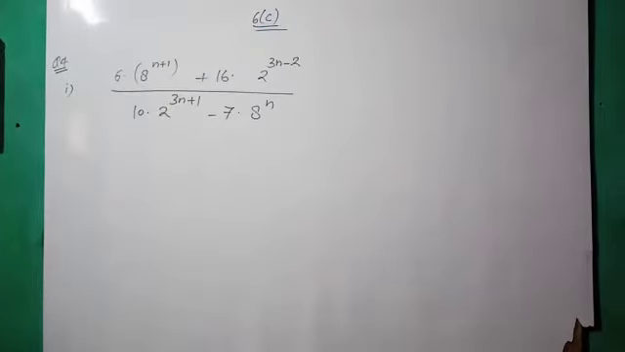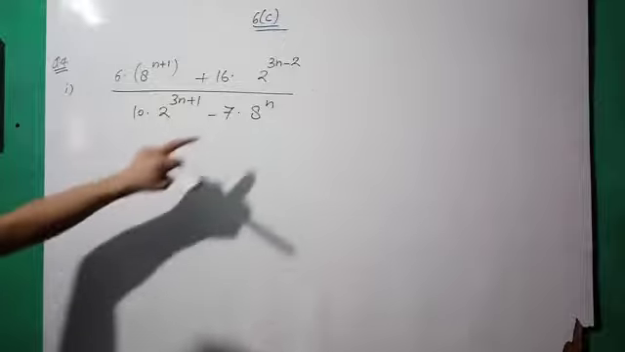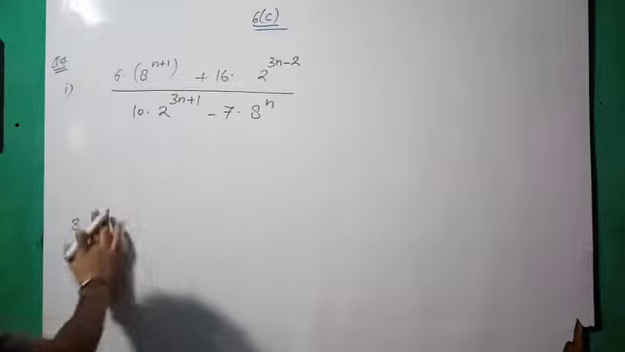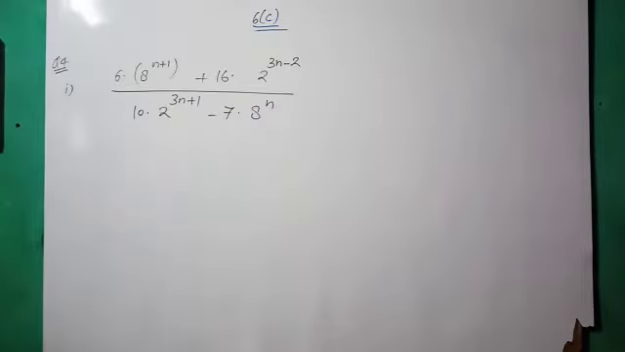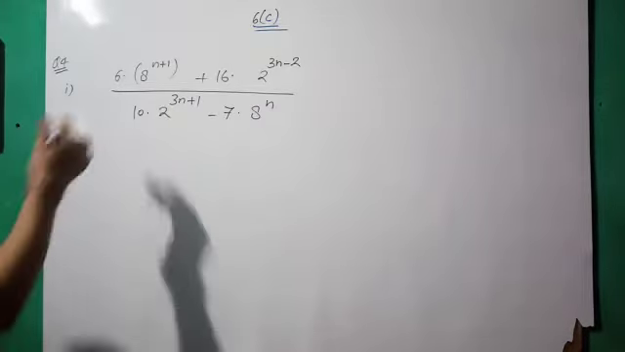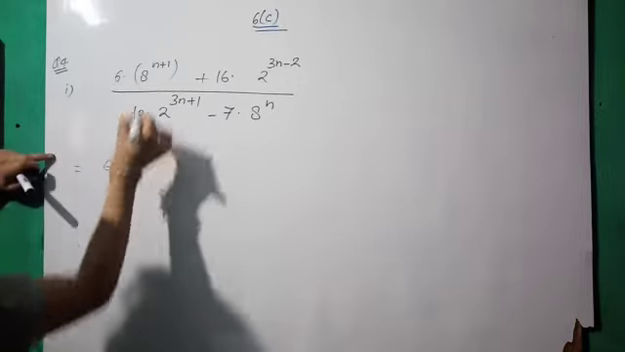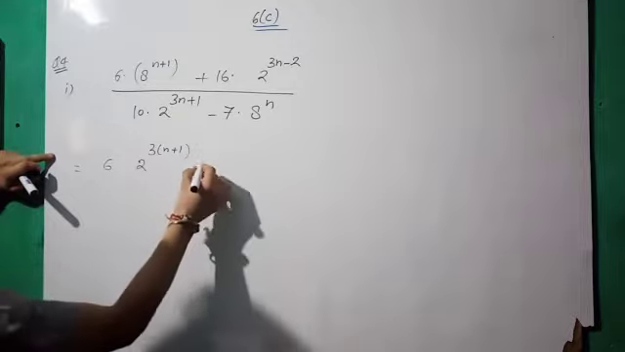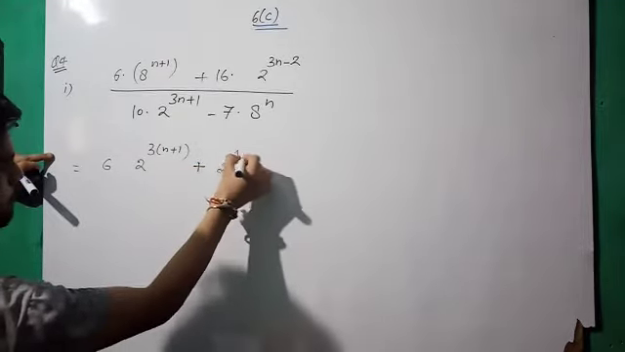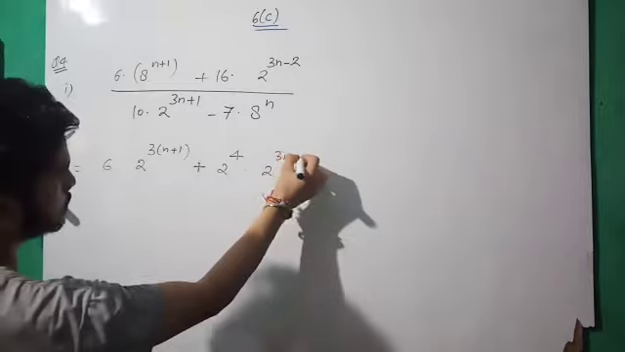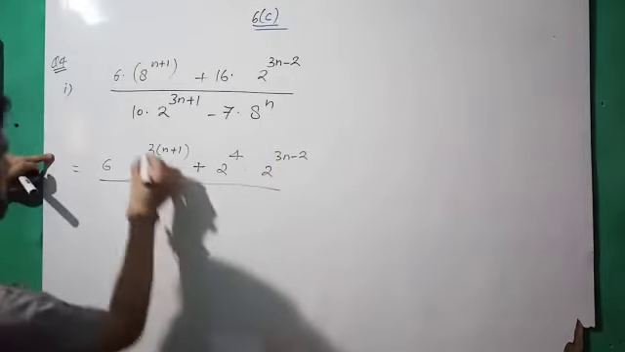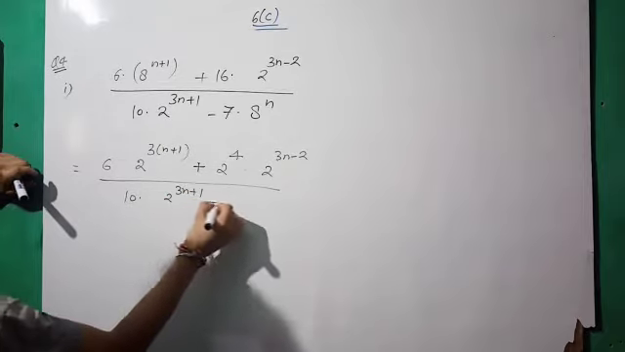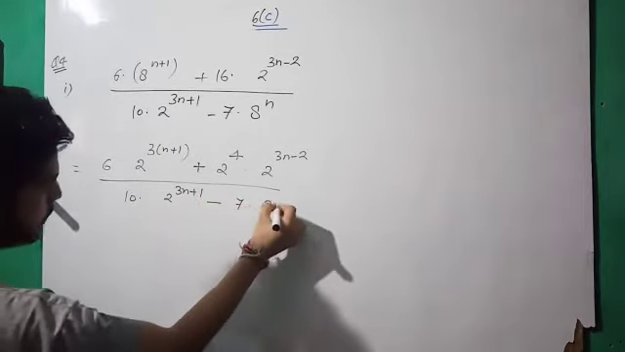Okay, you have to remember, if in a question you have a smaller number, like multiples of that bigger number, you have to convert all the powers into the smaller number. That will be easy. First, 6. This is (2^(3n+1) + 16). 16 we can write as 2^4, and (2^(3n) - 2) upon 10 multiplied with 2^(3n+1) - 7 and 2^(3n).